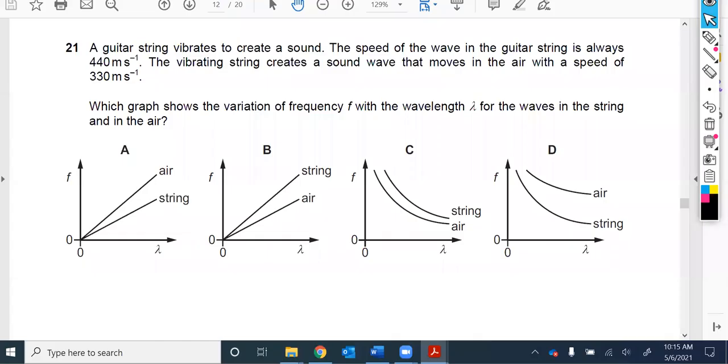All right, this question reads, a guitar string vibrates to create a sound. The speed of the wave in the guitar string is always 440 meters per second. The vibrating string creates a sound wave that moves in the air with a speed of 330 meters per second. Which graph shows the variation of frequency f with the wavelength lambda for the waves in the string and in the air?